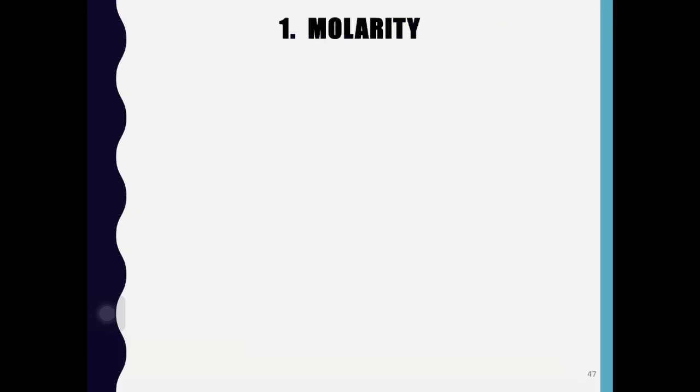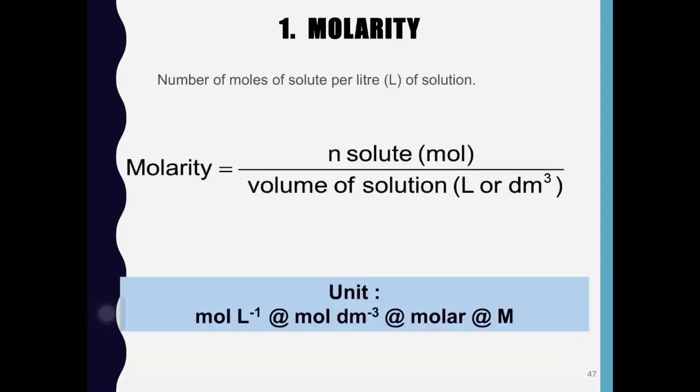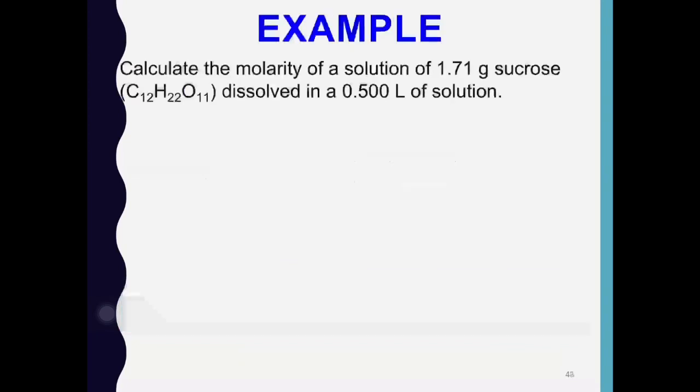So how can we calculate molarity? Molarity is number of moles of solute per liter of solution, and the formula is mole solute over volume of solution. So the volume of solution, the unit must be in liter or dm cube. The unit for molarity is mole per liter or mole per dm cube or molar or capital M. Let's look at this example.